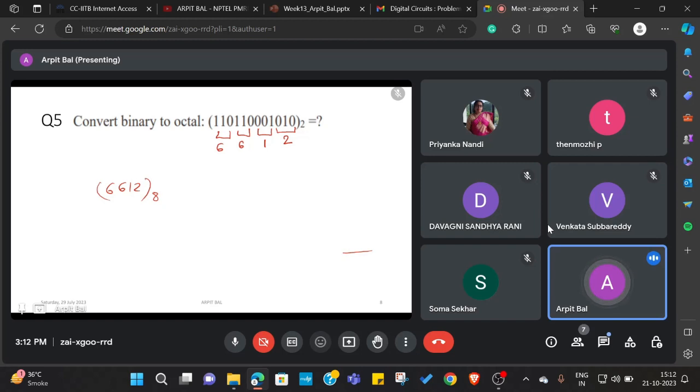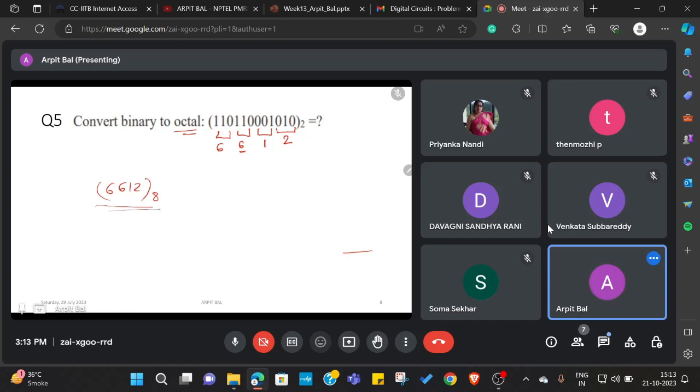So yeah, I converted, not into decimal, but into octal, because here we need to convert into octal. So 010 in octal is 2, 001 in octal is 1, 110 in octal is 6, 110 in octal is 6. So 6612 is my desired result.